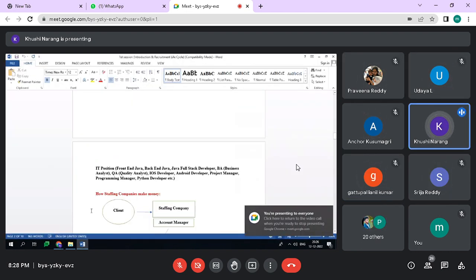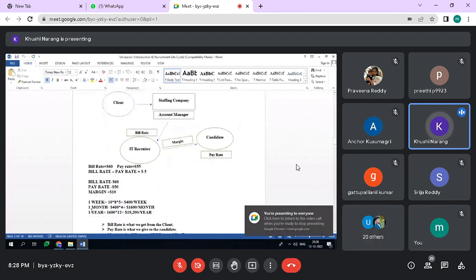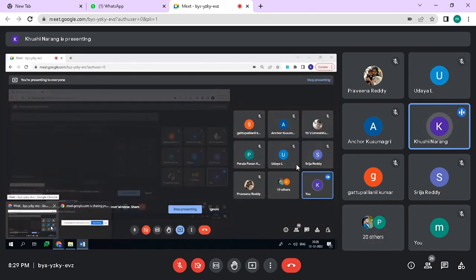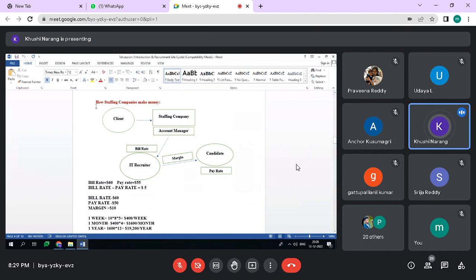So now I'm going to tell you how staffing companies are making money. I told you in the starting as well that staffing companies are worth around $151 billion, right? So now you get to know how they are worth so much. This is the hierarchy of the staffing company, or I can say the US IT recruiter.